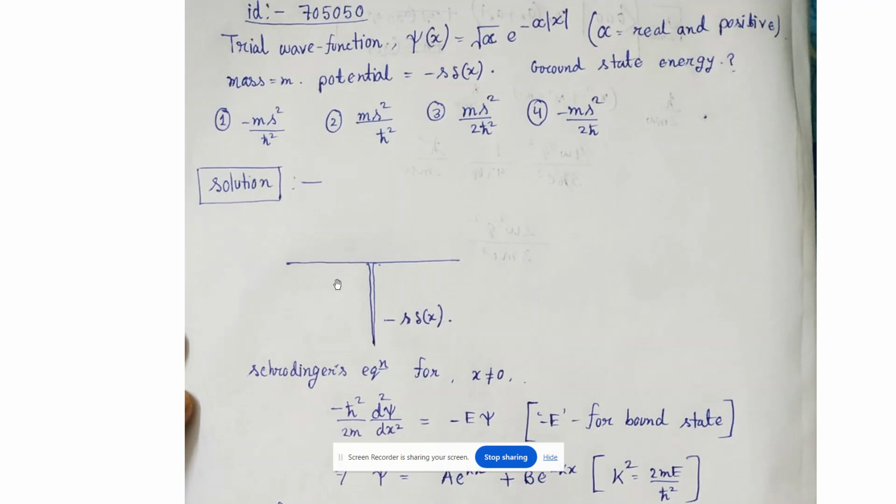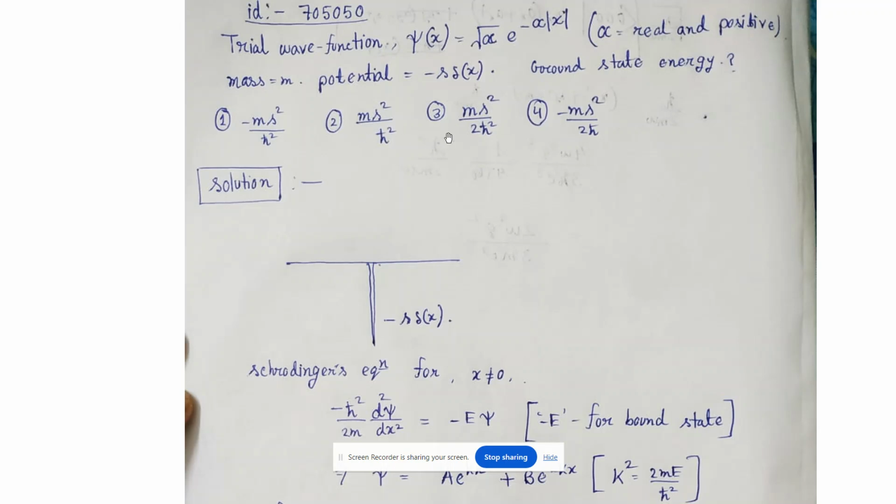Okay, so now we have to solve this. This is the delta function potential, and its range is from 0 to minus infinity. The first thing I want to mention is that if I want the solution for bound states, the bound state definitely should have negative energies. So option 1 and option 4 are the only possibilities.